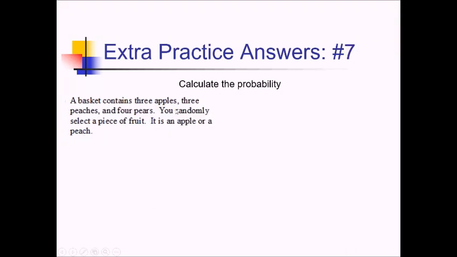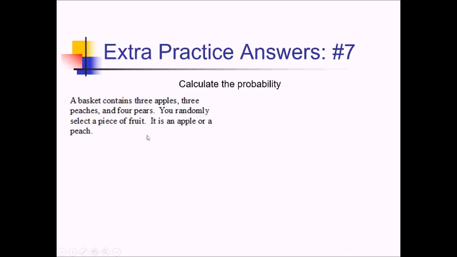On this problem, we have a basket containing 3 apples, 3 peaches, and 4 pears. You randomly pick a piece of fruit. We want the probability that it's an apple or a peach. So since we're dealing with an or, we have to worry about possible overlap between these groups. We don't want to double count anything. Can a fruit be an apple and a peach at the same time? And at least in this problem, the way it's written, it can't be.